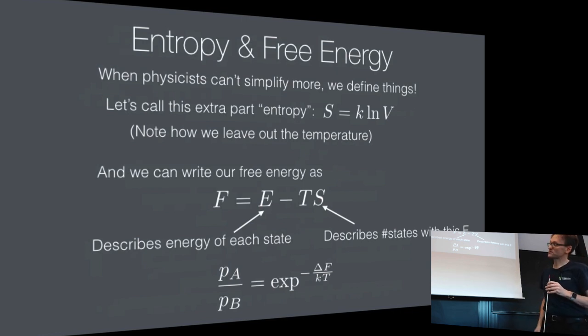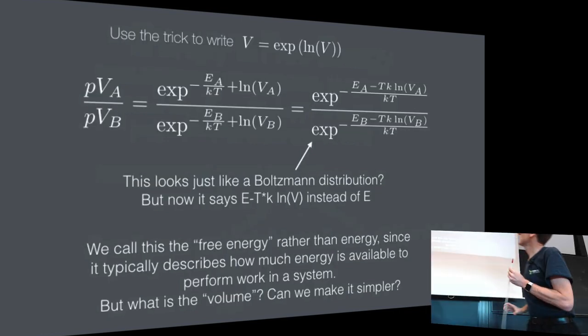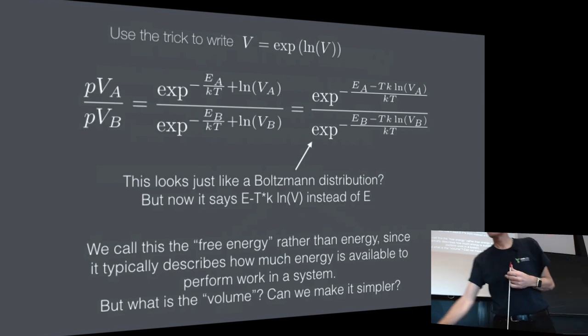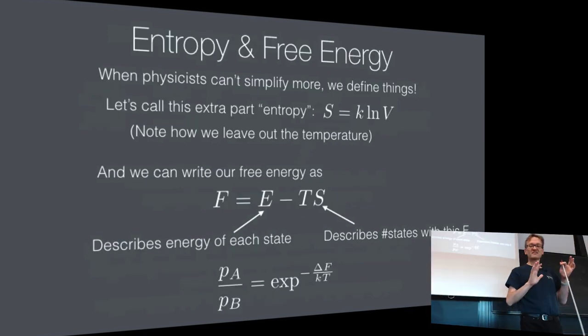So that horrible expression that I had on the last slide, now in each of these, it says E minus T, and then K, L, and V just says S. So it says E minus TS there, and E minus TS there.